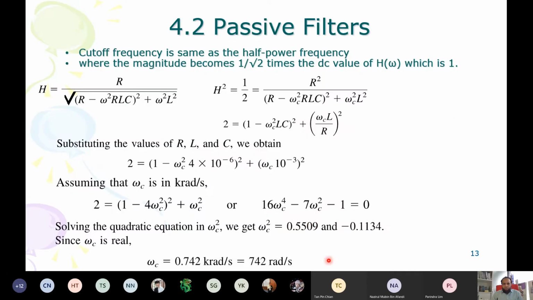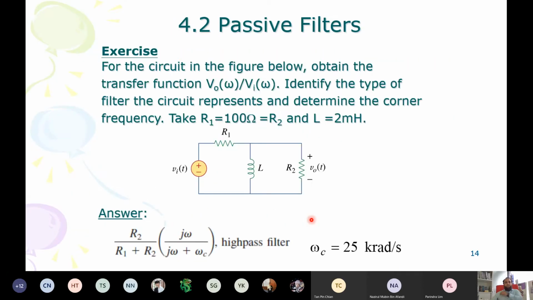So let's go back to this one. Okay, so I'm not doing it. Let's see how we will proceed. Okay, we are given a circuit. We don't know what type of filter it is, although it is showing in the answer it is like this, but we need to find V naught over Vi in Laplace domain.